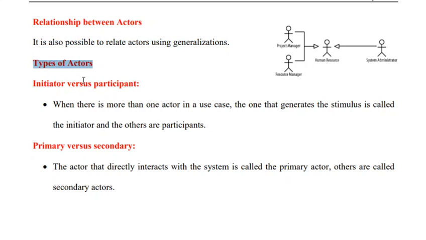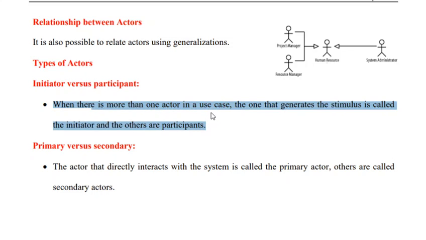And in terms of types of actors, we can have initiators versus participants, and we can have primary actors versus secondary actors. Initiators are the ones who will be actually initiating the event or requesting a response from the system, and participants are the ones who will be participating in the realization of that particular system.